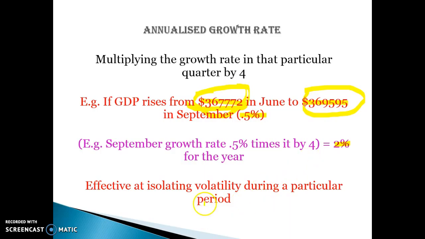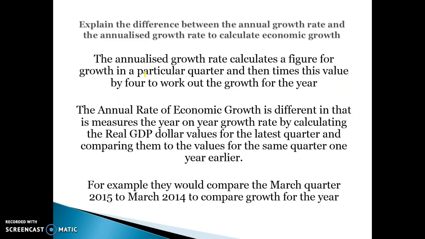It's very effective at isolating volatility during a particular period, because if a period is excessively volatile, that period is going to get timesed by 4 to get our annualized growth rate. So for example, if growth fell by 2% from the March quarter to the June quarter, once we times that by 4, we would say that our negative economic growth for that year was 8%. So if it's a big impact in one quarter, it's going to have a massive impact on our GDP figures. So annual growth rate compared to last year, annualized growth rate, get it for the quarter, then times it by 4.